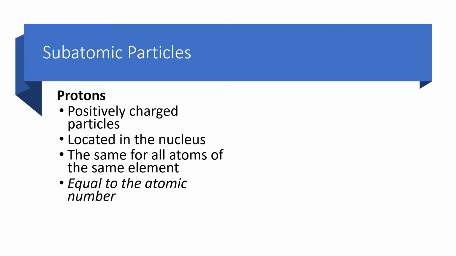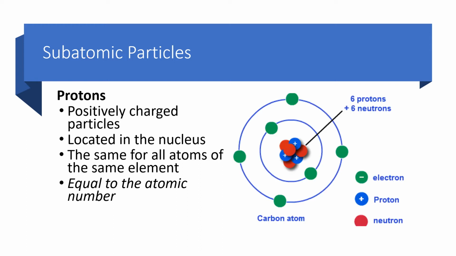Protons are positively charged particles located in the nucleus. The number of protons is the same for all atoms of the same element, and they are equal to the atomic number or the identity of an atom. For example, the carbon atom on the right would have 6 protons. If you change the number of protons, the atomic number changes as well, and you would end up with a different atom of a different element.